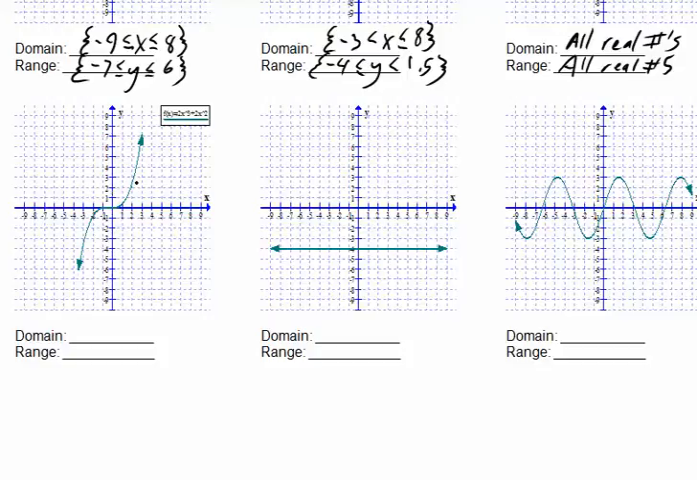Likewise, this shape here, the arrow means it goes forever and ever in that direction. So x, even though if x is here, it's going to be way up high, there's no limit on what x can be. So x is all real numbers. And y is all real numbers.